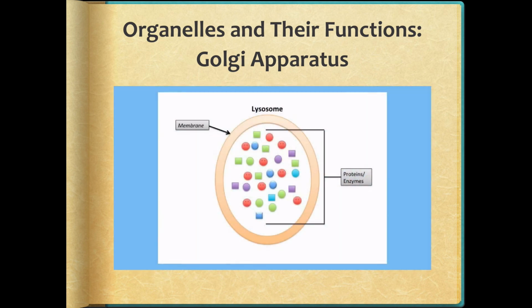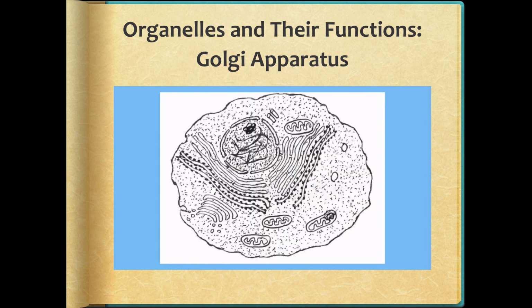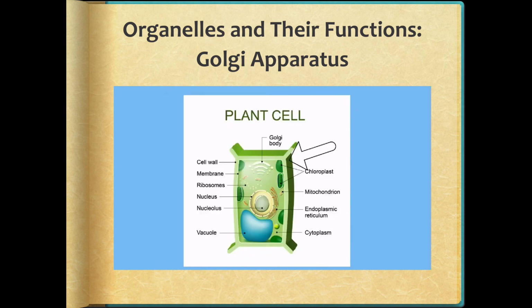They may travel to the lysosome and carry digestive enzymes to help the lysosome with digestion. Secondly, some travel outside the cell. They go to the membrane and travel outside the cell, like insulin that will help with the blood sugar level. And finally, some travel to the plasma membrane and provide proteins for repair and replacement.